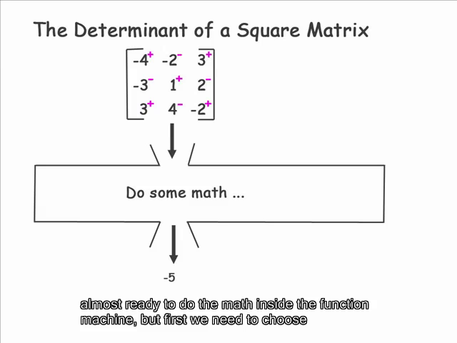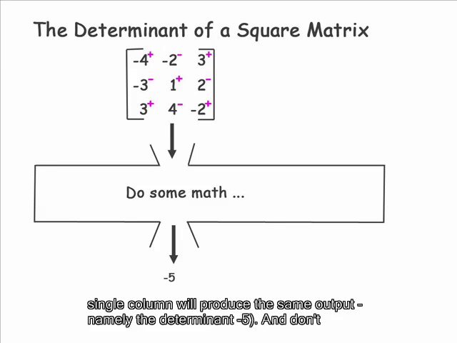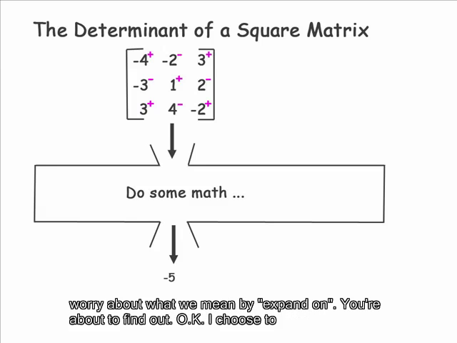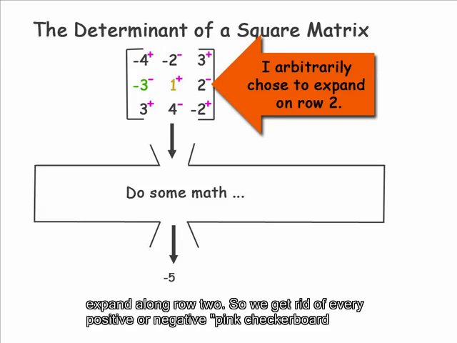But first, we need to choose one row or one column to expand on. It doesn't matter which. Any single row or any single column will produce the same output, namely the determinant -5. And don't worry about what we mean by expand on. You're about to find out. Okay, I choose to expand along row 2.